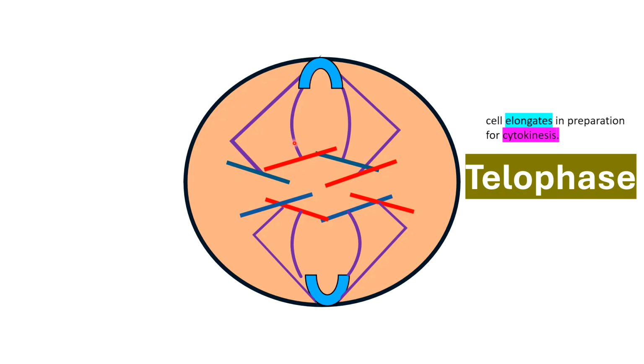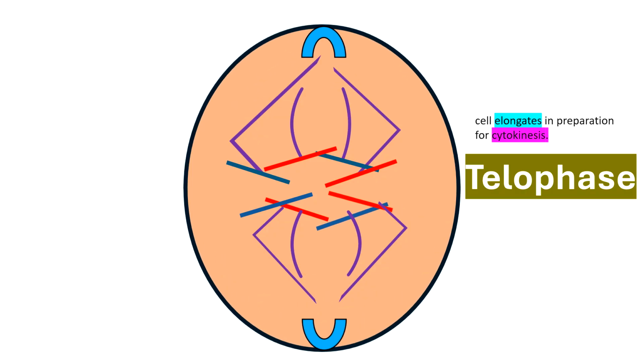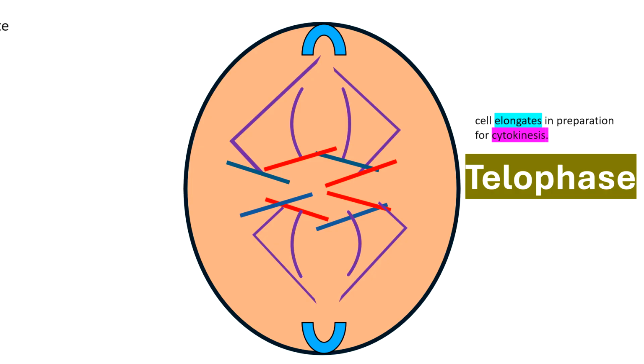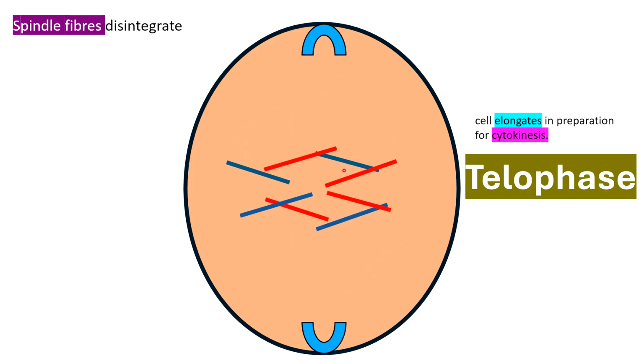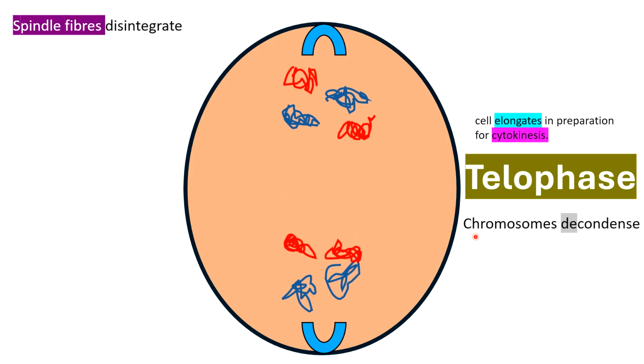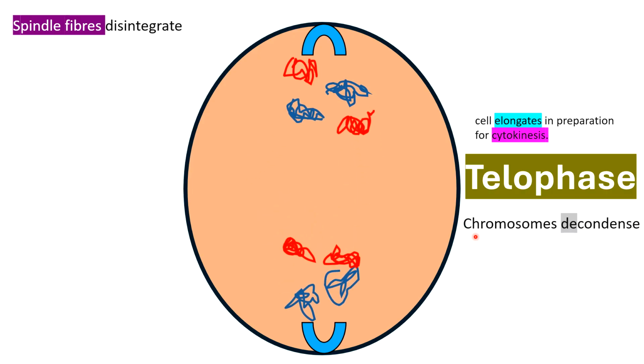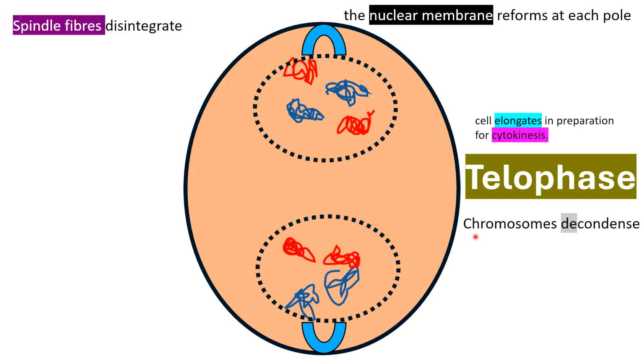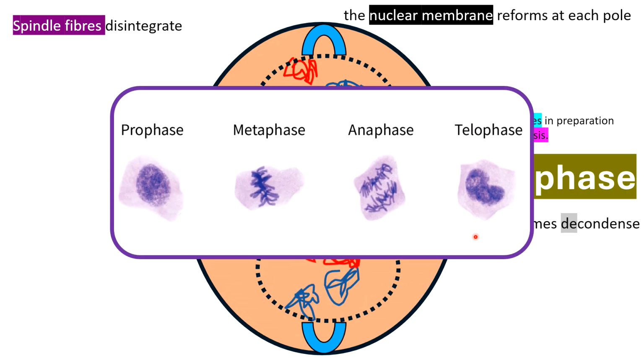Now in the telophase, the cell is going to elongate in preparation for cytokinesis. Okay, now the spindle fibers are going to disintegrate, and the chromosomes are going to decondense. They're also going to move to opposite poles, and the nuclear membrane is going to reform at each of these poles, and then eventually cytokinesis is going to happen again.